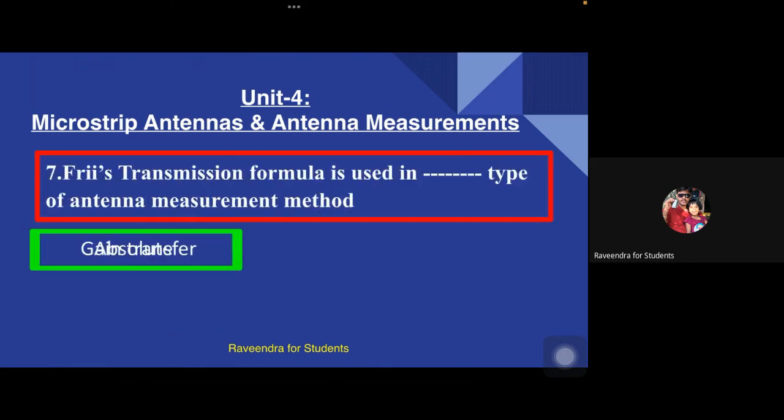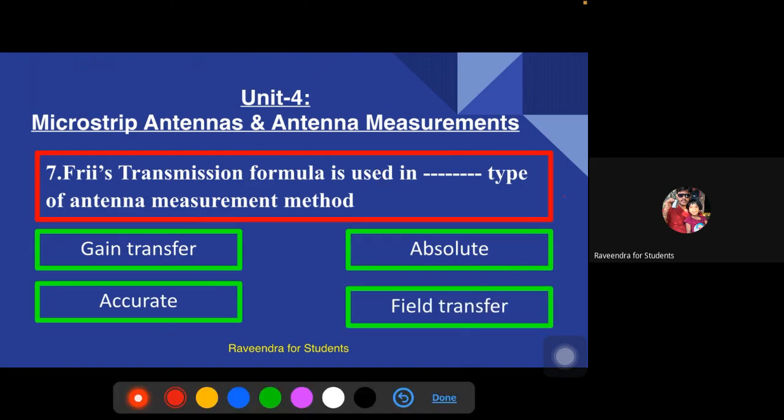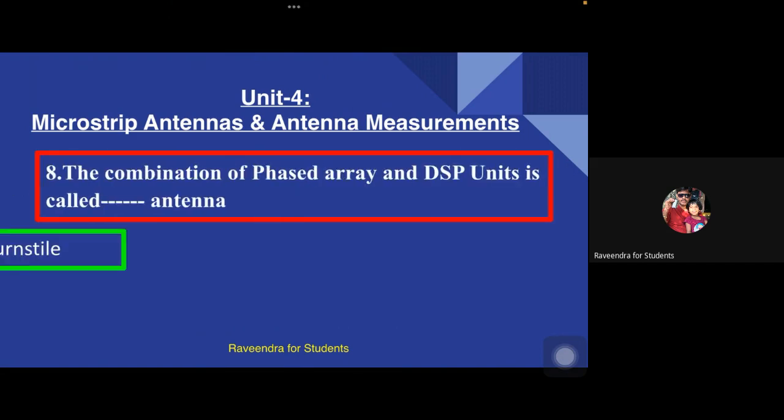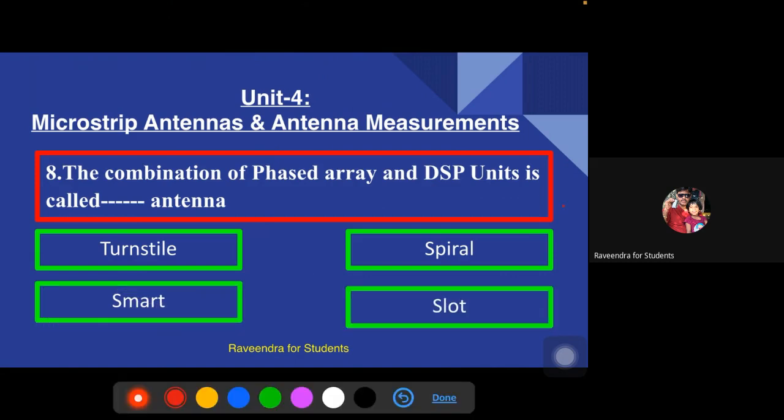Then coming to the seventh one, Friis transmission formula is used in dash type of antenna measurements. So Friis transmission formula is used in absolute method of gain measurement. Absolute is the correct option. Then coming to the eighth one, the combination of phased array and DSP units is called dash antenna. So it is the combination of phased array and the DSP units. Therefore, it is smart antenna system.